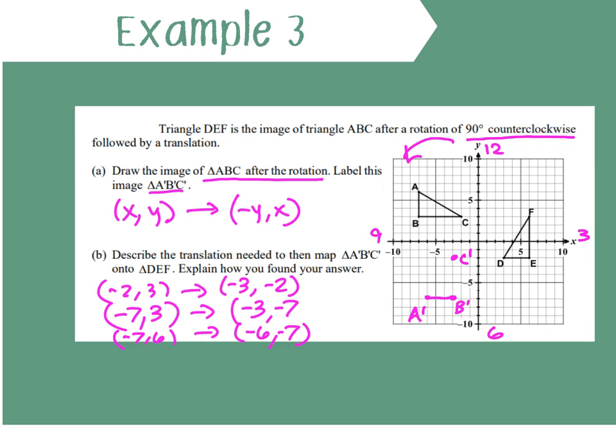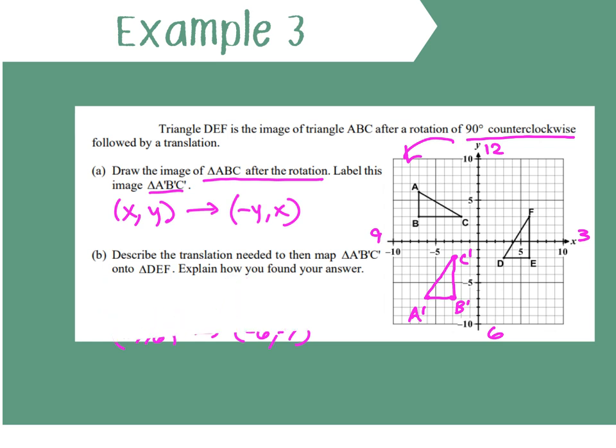So here's our triangle. We can see it was rotated, and we can see that it went from quadrant 2 to quadrant 3. Now I'm going to go ahead and erase this so I have space, and it says describe the translation needed to go from A prime, B prime, C prime to D, E, F. Okay, so I have to recognize that A primed lines up with D. So what's happening to get from A prime to D?